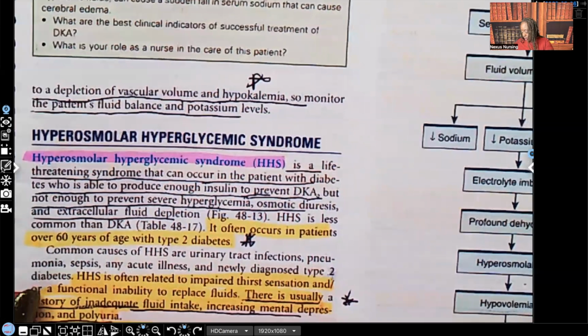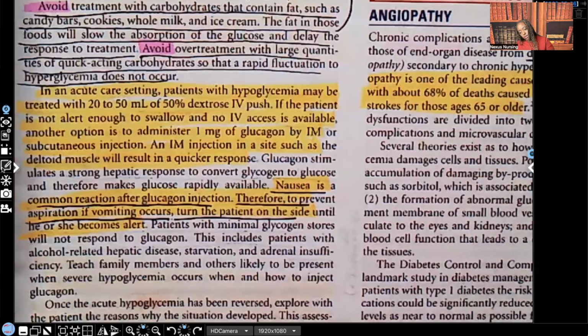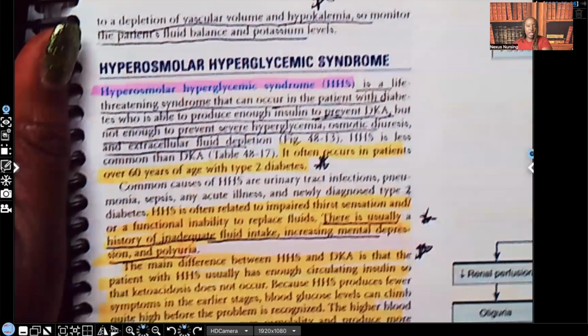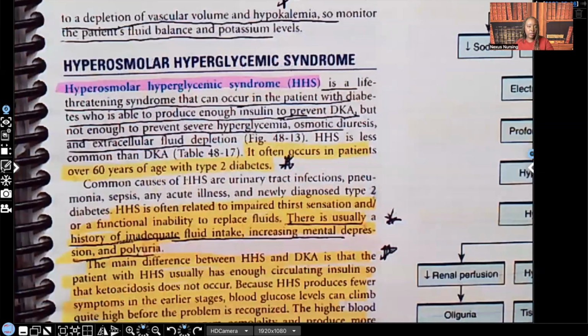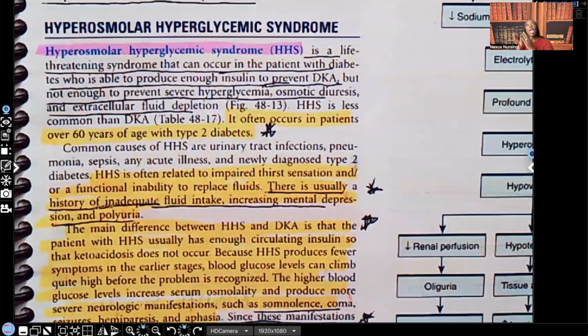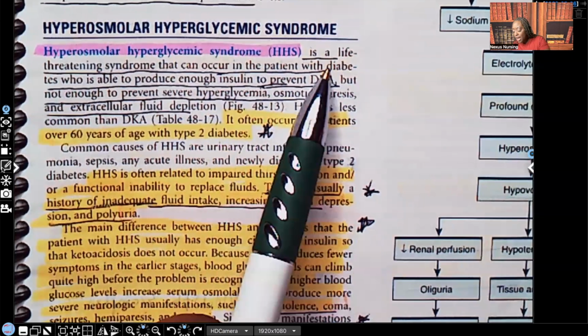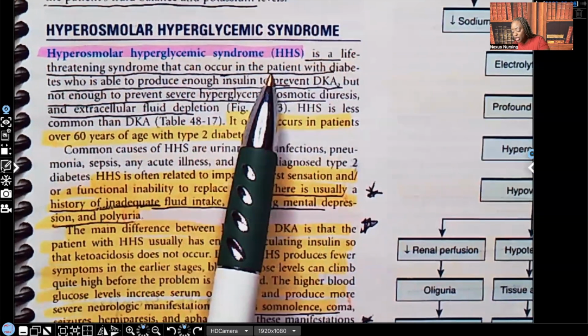Now let's go into HHS, or this book says HHS, so let's call it HHS. Just like DKA was, we see that more in type 1, this HHS we see more in type 2. So let's look at the difference. What's going on with HHS? Just like DKA, HHS is also life-threatening. It's a life-threatening syndrome that can occur in the patient with diabetes.